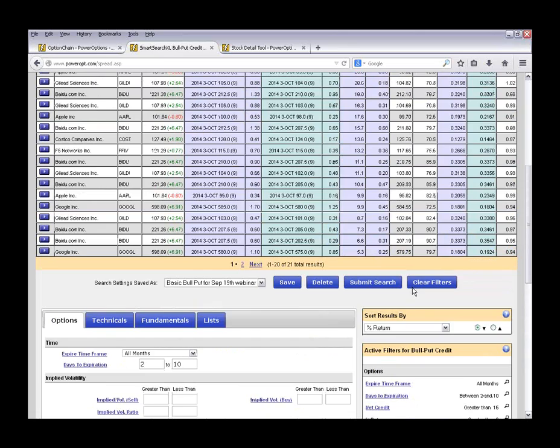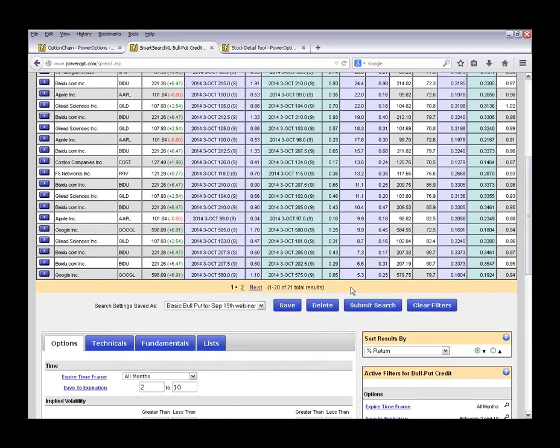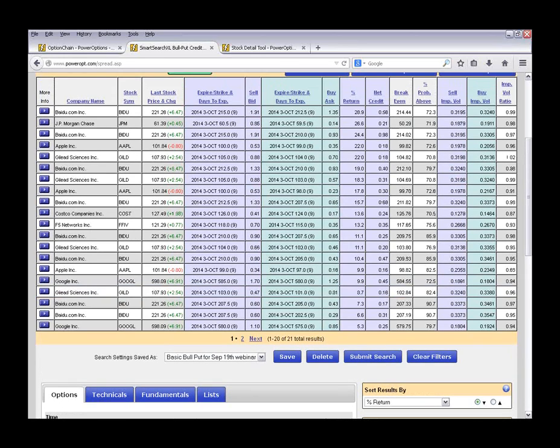Now, why did I bring up this search to begin with? Well, we only have 21 results for the next week out, 10 days out. There's only 21 spreads that match that criteria. And there are some ranges here. There are some positions that do have that implied volatility ratio of greater than 1. I apologize, there's only 1.